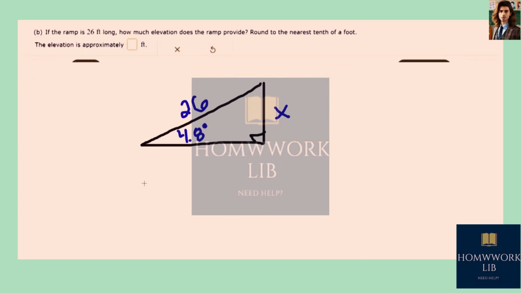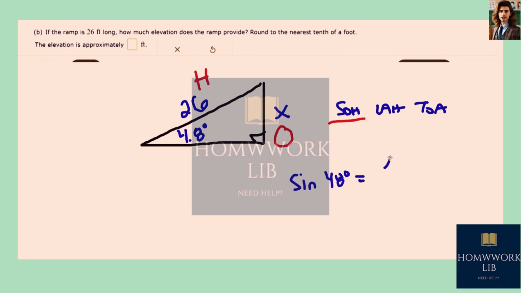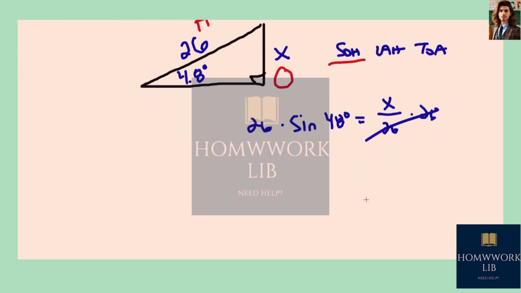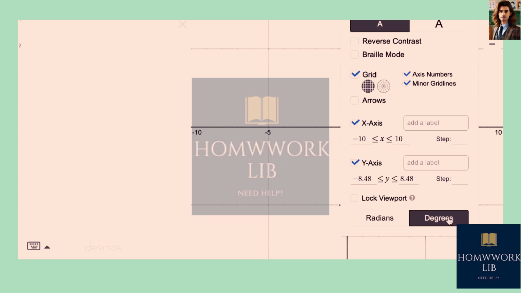So using your right triangle trig ratio, x, well, we want to find the height, which is the opposite, and we know the hypotenuse, that's sine. So we can say the sine of 4.8 degrees is equal to opposite over hypotenuse. Multiply both sides by 26, and you're solved for x. You just need to make sure that your calculator is in degree mode, and you can type 26 sine 4.8.